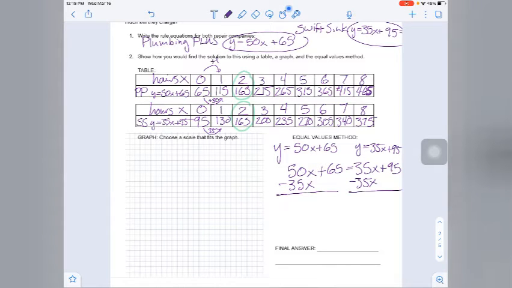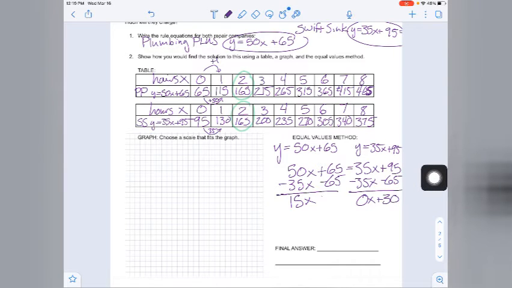So I'm going to go ahead and solve this equation. If I take 35x away from both sides, I will have 15x left on this side and no x's left over here. And since I have all of my x's on this side, I'm going to take away all of my 1's from over here and then take the same amount away over there, and I will have 30, 0x and 30, and then 15x and 0. So now I need to get rid of this 15.